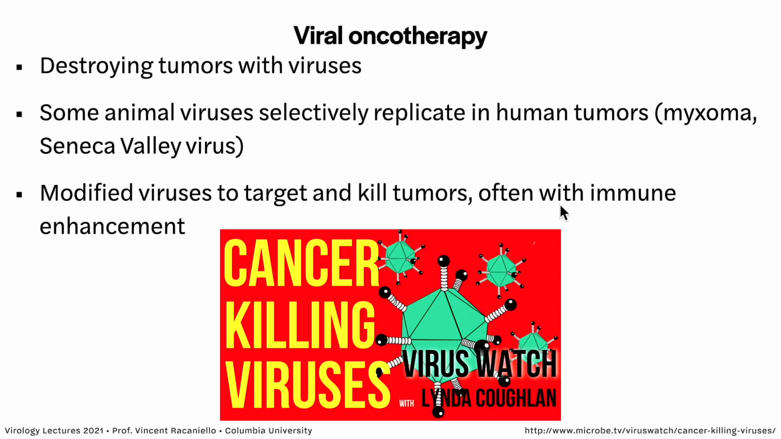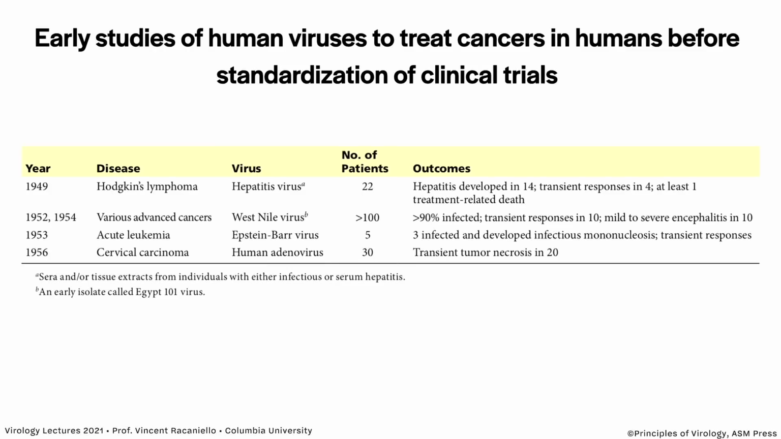We often want to add immune enhancement. It turns out you can't just kill the entire tumor with the virus. You have to activate the immune system. And many tumors are metastasized. So if you do a general activation of the immune system, you do better. This is based on some early science.